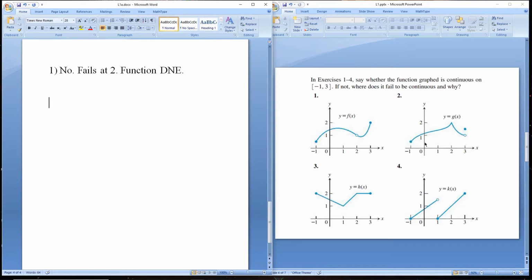Let's look at number 2. Here's our line. Nice and solid, looking good. And then we get to our hole. So number 2. Is the function graph continuous on the entire interval? No. If not, where does it fail? Fails at 3. Because there's our hole. And why does it fail? It fails because the function does not exist at holes.